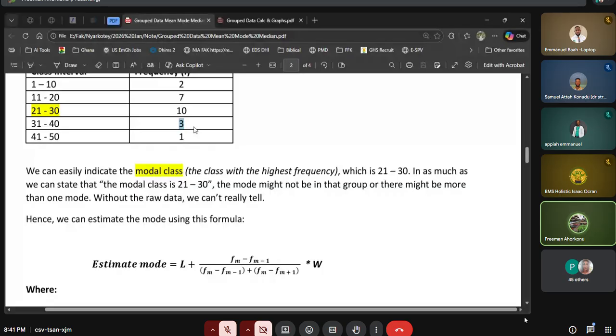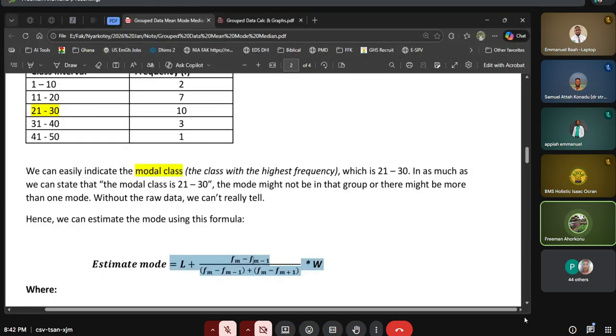You have the class width of 10. That one is multiplying. If you know how to use your calculator well, give all these things to the calculator at a go and just press equal to, and it will give you the answer straight away. You don't have to waste your time. The most important thing is you substitute the figures correctly. After substituting correctly, use your calculator to punch it and it will give you the right answer.